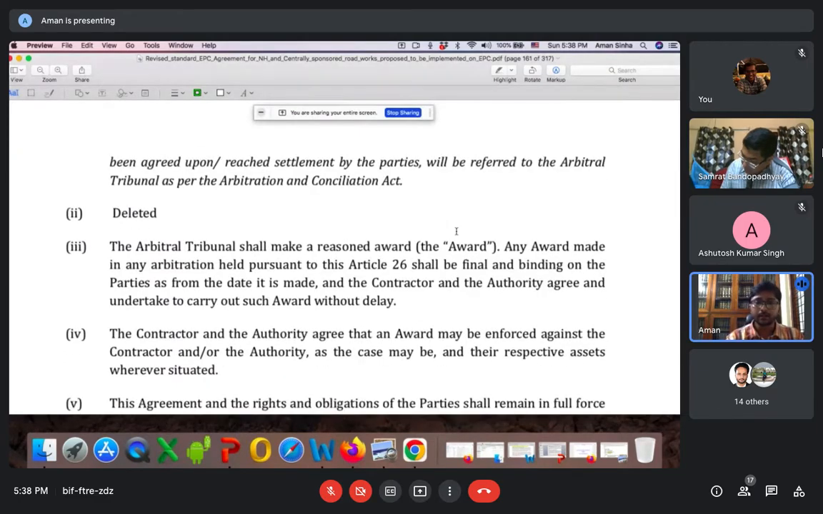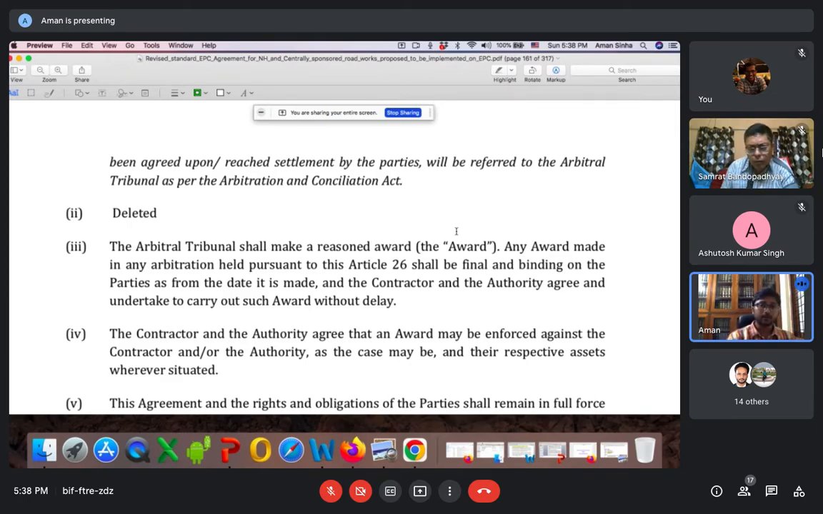Again, the same thing: the arbitral tribunal shall make a reasoned award. Any award made in any arbitration held pursuant to this Article 26 shall be final and binding on the parties as from the date. So in this contract, it is clear that an arbitration clause is there.